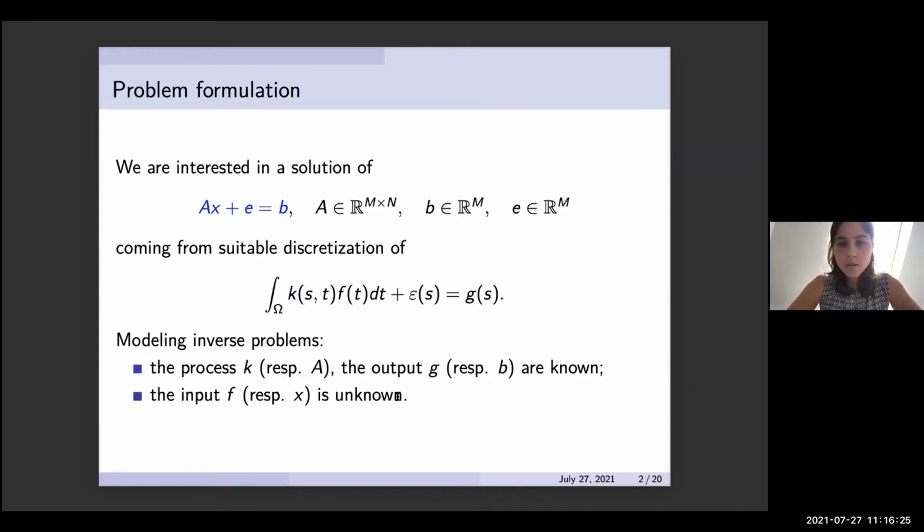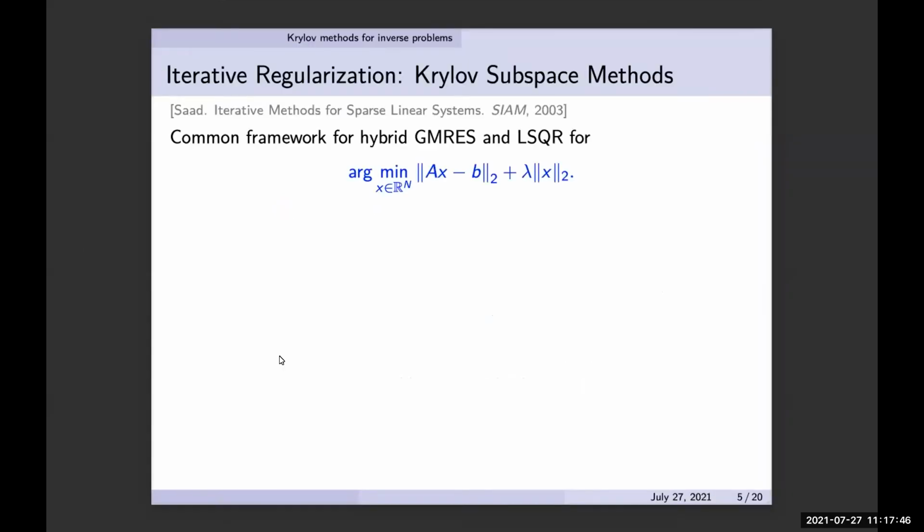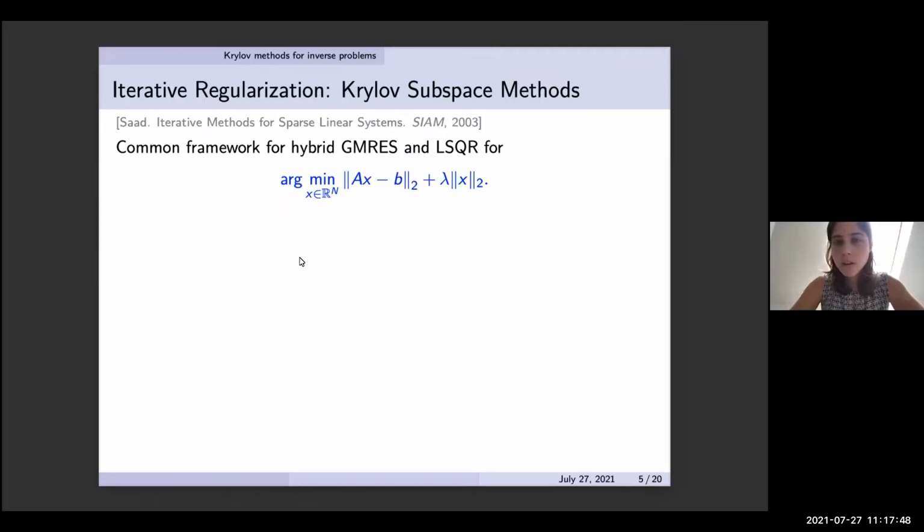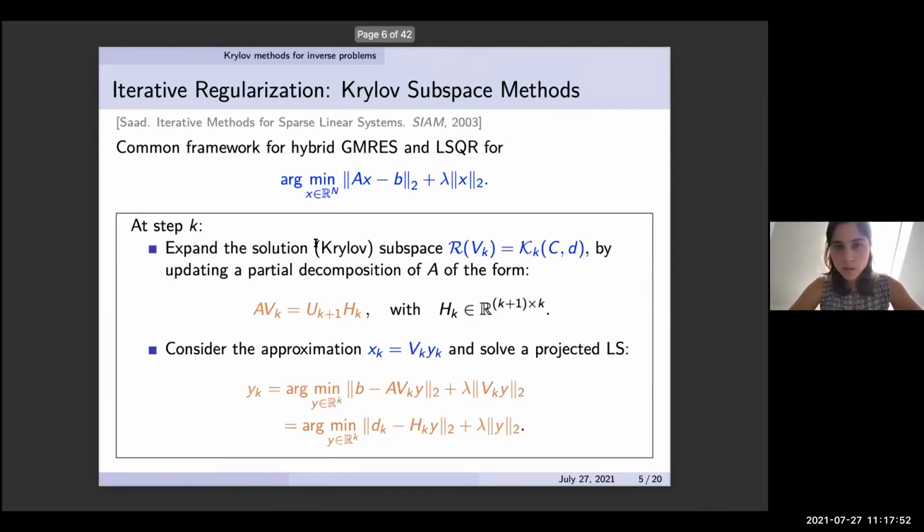So again, I usually pretend this slide is to set the notation. Krylov subspace and a regularization term. So I'll start first with Tikhonov because you've seen this already. And again, same slide you've seen before, assuming the same things.